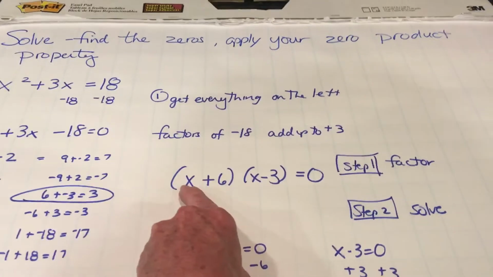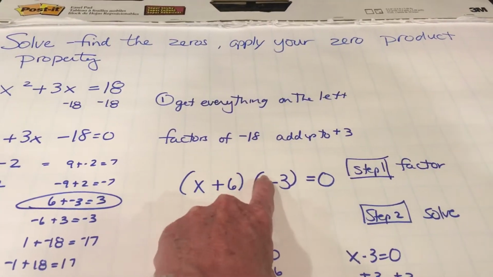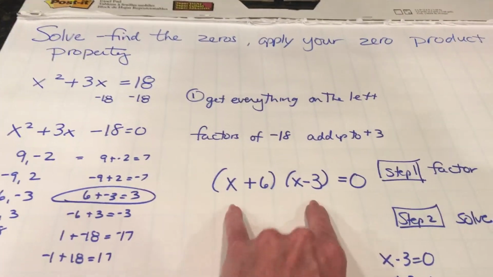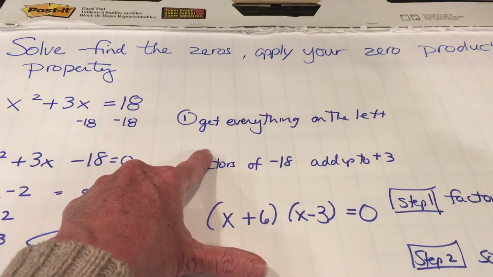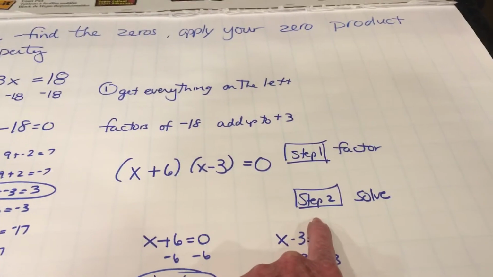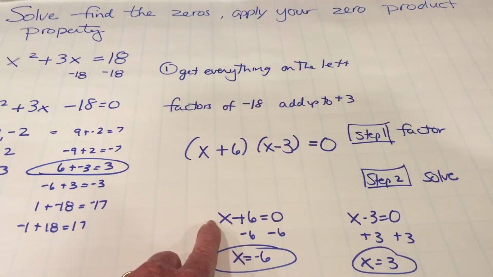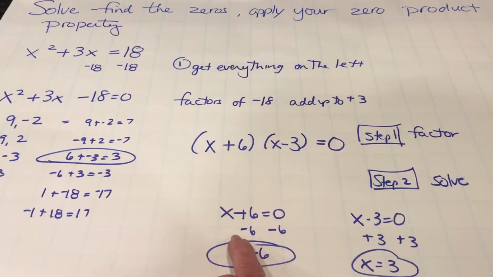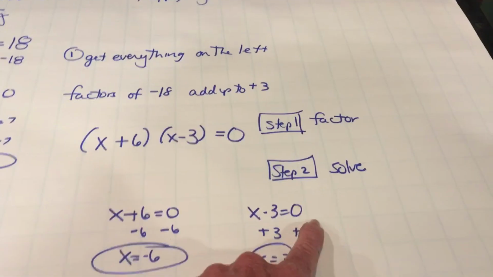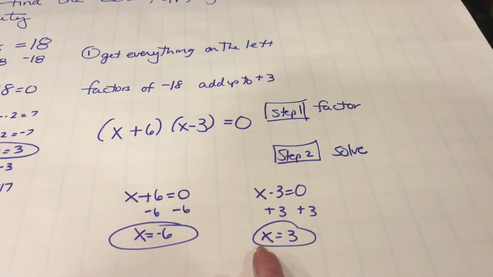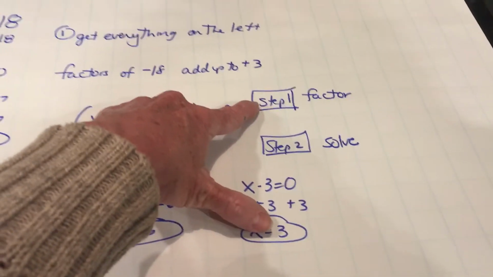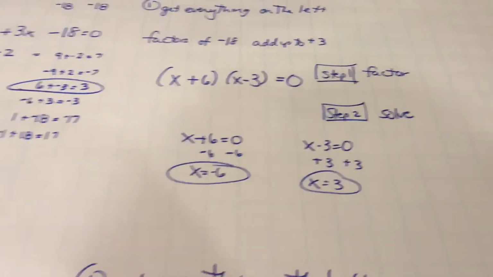x squared minus 3x plus 6x. A minus 3x and a plus 6x give me my 3x I'm looking for and my minus 18. So we got everything to one side. We just factored it, and now we're going to solve it by applying your zero product property. So you're going to take your x plus 6, set it equal to 0, subtract 6 from both sides, x is equal to negative 6. x minus 3 equals 0, add 3 to both sides, x equals positive 3. So you've taken everything to one side, you've factored it, and then you solved it, and then you're done.